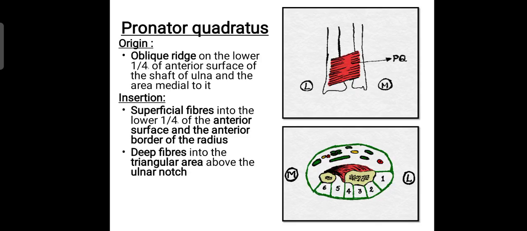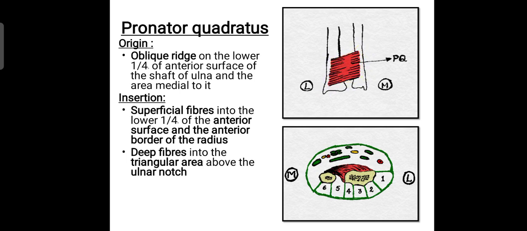Then we have the third muscle, that is pronator quadratus. As the name suggests, it helps in the pronation of the forearm, and quadratus refers to the shape of this muscle. Here you can see the diagram where it is almost quadrangular in shape, and that is the reason why it is called pronator quadratus.